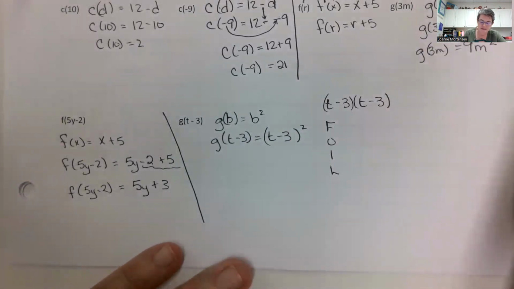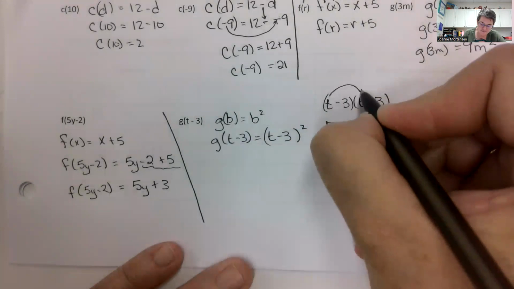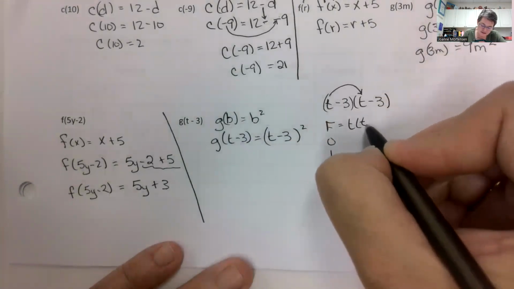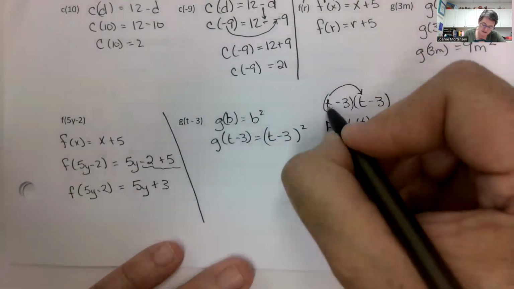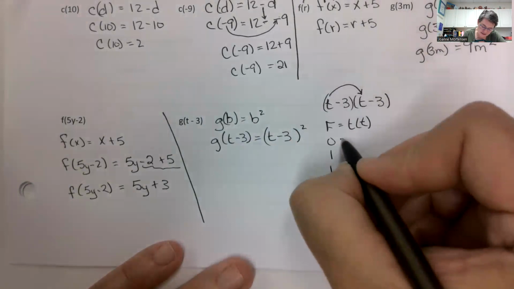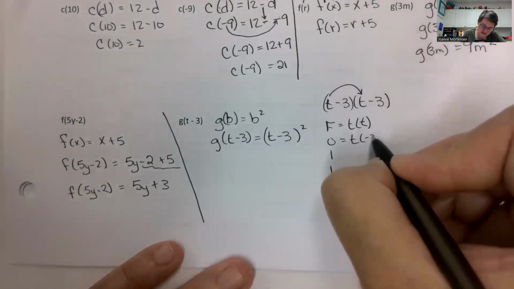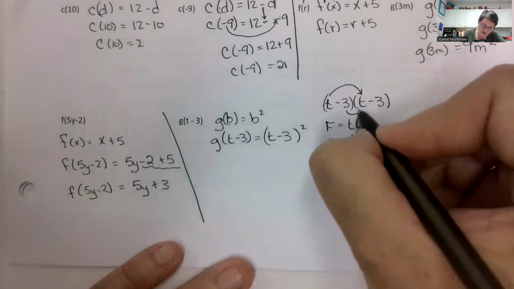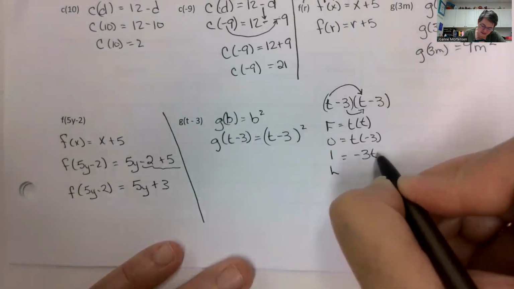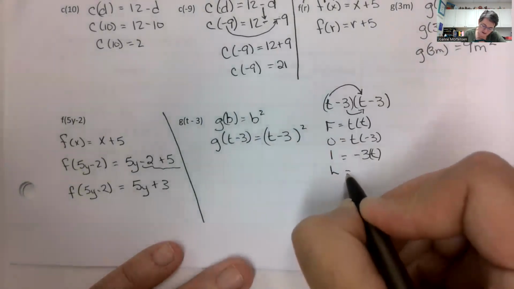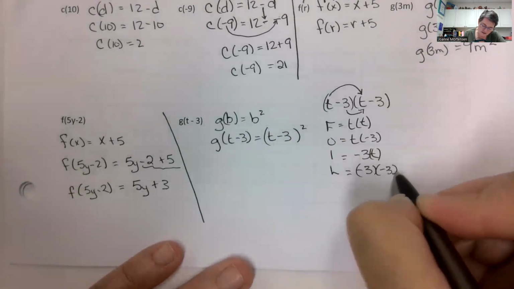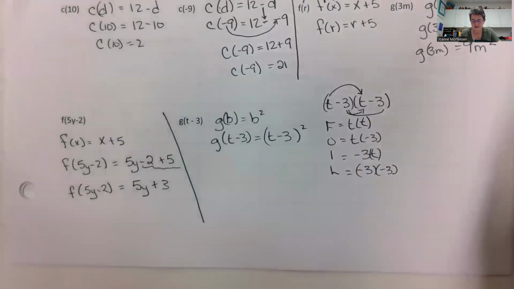Remember, I use Bryant's method. It's so much better. So my first step is just organizing stuff. So first times first, and then outside. So T times minus 3. And then I'm going to go insides. Minus 3 times T. And then last, minus 3 times minus 3. That's my last.